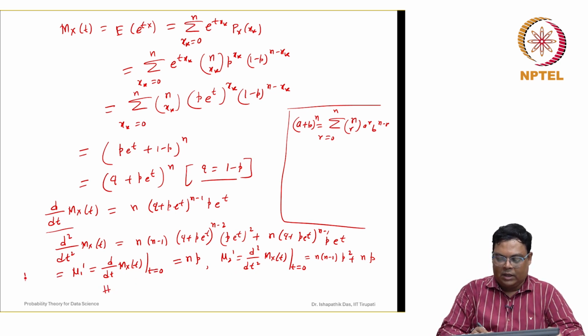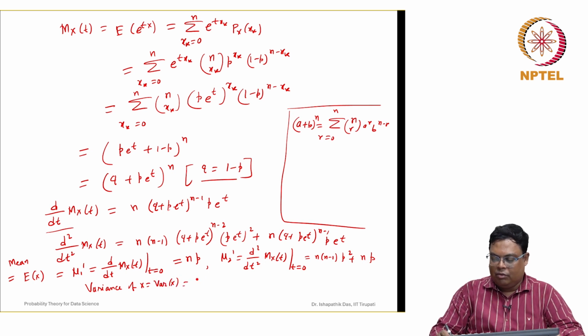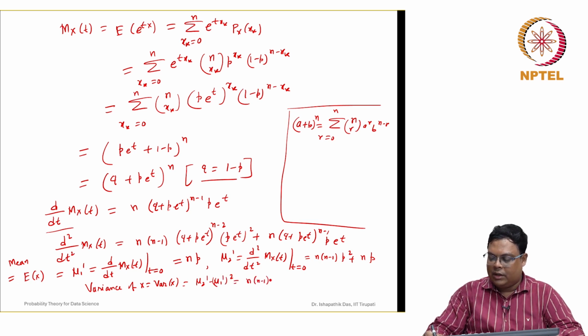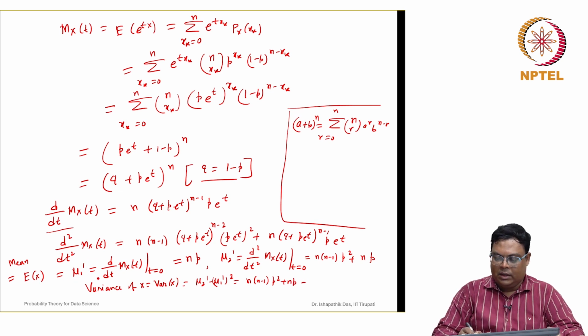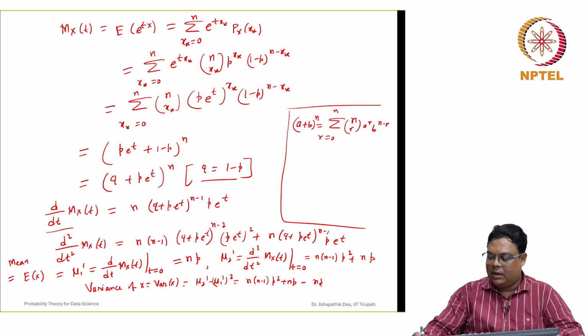So this is nothing but the mean, the expected value of x. So this is the mean, we say mean, and then how will we find the variance? So variance of x, we denote it as var of x. This is mu2 dash minus mu1 dash whole square. So mu2 dash is n into n minus 1 p square plus np, minus mu1 dash, which is np, so np whole square.